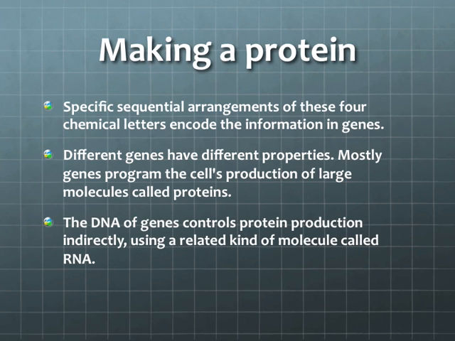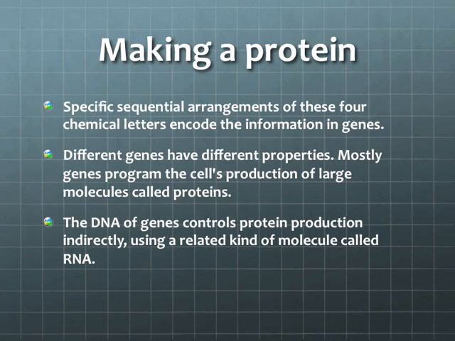Making a protein. A special sequential arrangement of these four chemical letters encodes the information in genes. Different genes have different properties. Mostly, genes program the cell's production of large molecular proteins. The DNA of a gene controls protein production indirectly using a related kind of molecule called RNA.